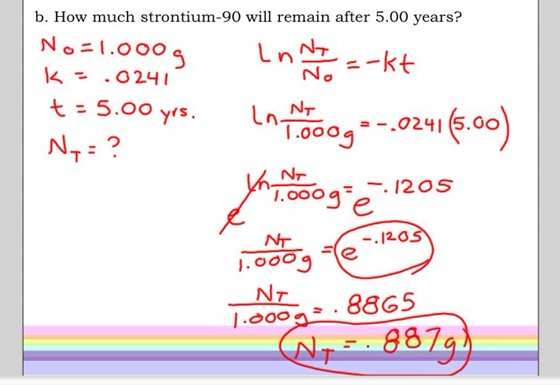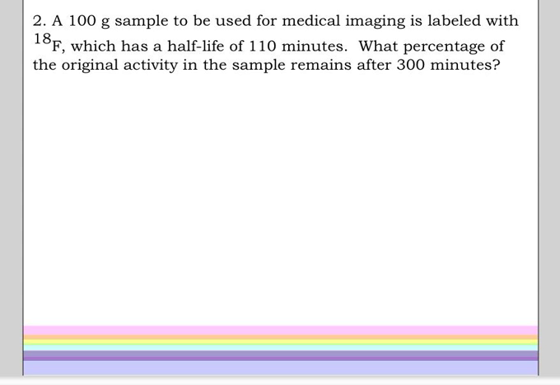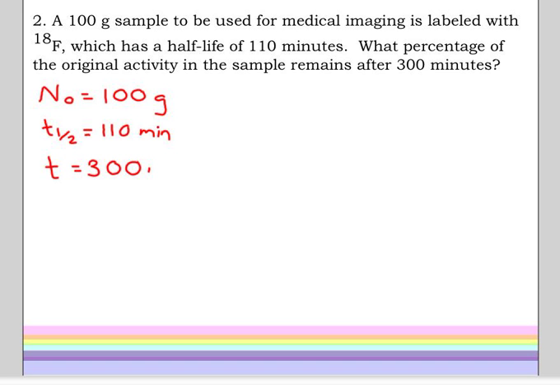And then the very last problem we're going to do is basically one more time. It says that we have a 100-gram sample. That's our very beginning, our n sub 0. And we're going to use it for medical imaging. It has a half-life of 110 minutes, so T1/2 is 110 minutes. We want to know what percentage of the original activity remains after 300 minutes. So we're letting it sit there for 300 minutes. That's our time. We want the percentage, but we need to know how much is left, so n sub t is our unknown.